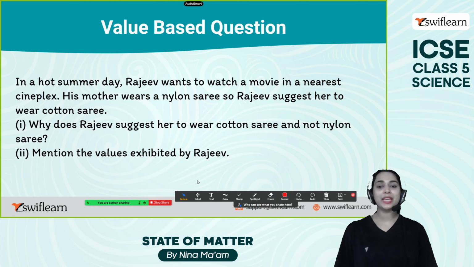On a hot summer day, Rajiv wants to watch a movie in the nearest scenic complex. His mother wears a nylon sari, so Rajiv suggested she wear a cotton sari. So why does Rajiv suggest she wear a cotton sari and not a nylon sari? What is the answer for this question? It's because cotton is breathable. The material is breathable, so it's good to use during the summer time. And mention the values exhibited by Rajiv. Rajiv is very caring and loving, right?